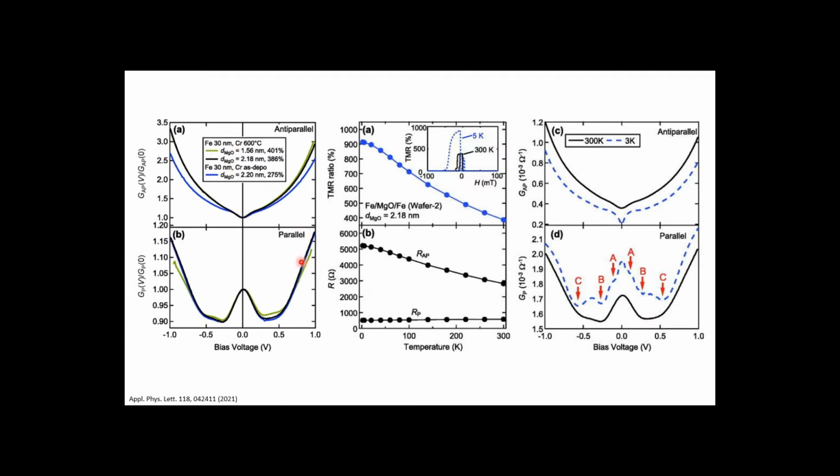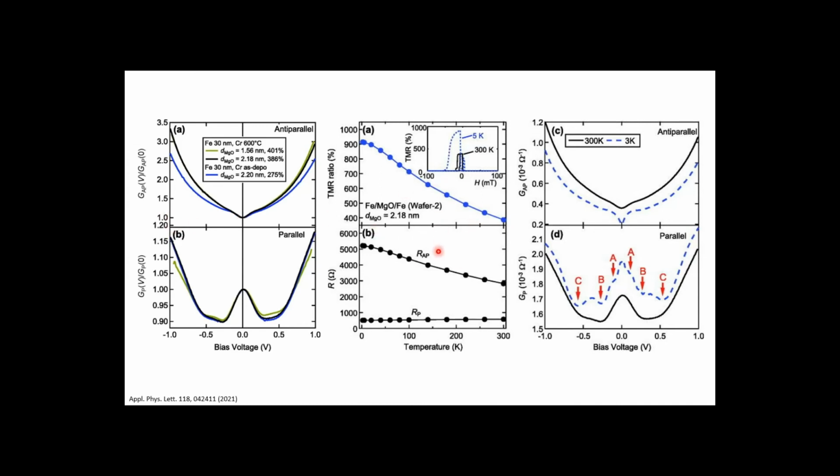So here firstly, we can see the normalized conductance spectra for the anti-parallel and the parallel state at room temperature of the MTJs with the 30 nanometer bottom Fe electrode with respect to different bias voltages. They appear almost symmetric, indicating similar bottom and top Fe/MgO interfaces, nearly independent of the chromium annealing. And it is assumed that such well-tuned bottom and top Fe/MgO interfaces were achieved through the fine-tuning of interface conditions, such as the Mg insertion, post-annealing temperature, and also the post-oxidation.